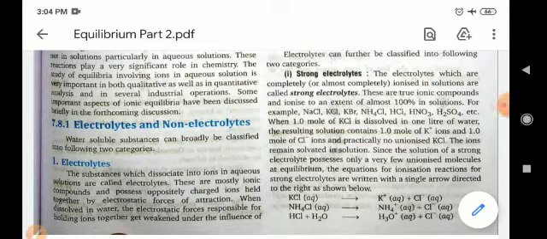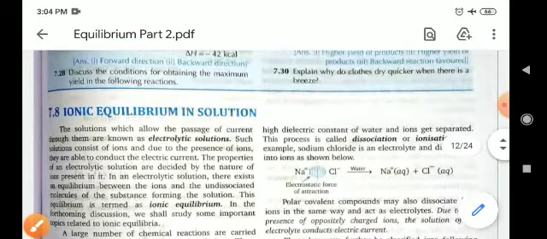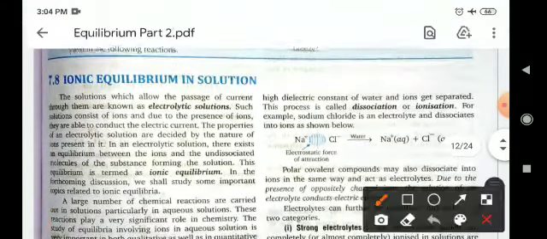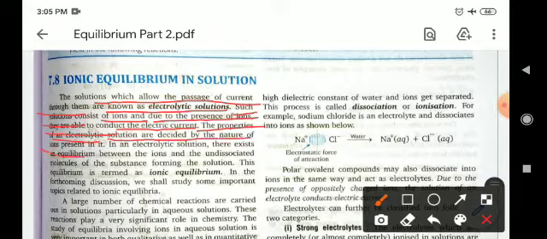Today in this class we will discuss the third part of the chapter chemical equilibrium, in which we will study the chemical equilibrium, or ionic equilibrium, in solution. The solutions which allow the passage of current through them are known as electrolytic solutions. Such solutions consist of ions, and due to the presence of ions they are able to conduct electric current. So the properties of electrolytic solutions are decided by the mixture of ions present in them.